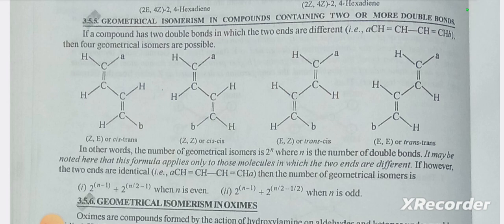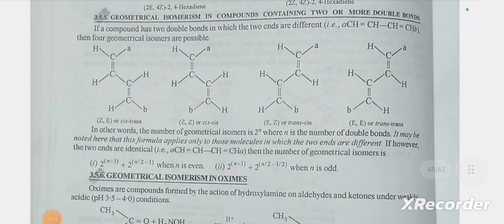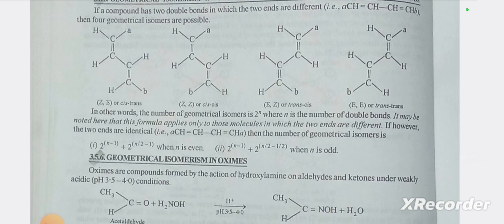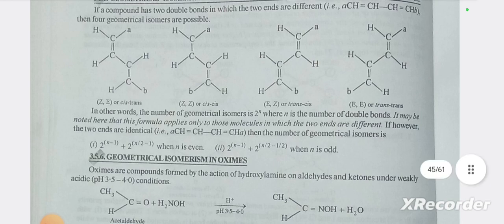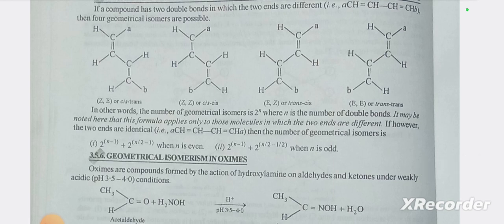In other words, the number of geometrical isomers is 2^n, where n is the number of double bonds. Note here that this formula applies only to those molecules in which the two ends are different. If, however, the two ends are identical, then the number of geometrical isomers is 2^(n-1) + 2^((n/2)-1) when n is even, and 2^(n-1) + 2^((n-1)/2 - 1)... when n is odd.